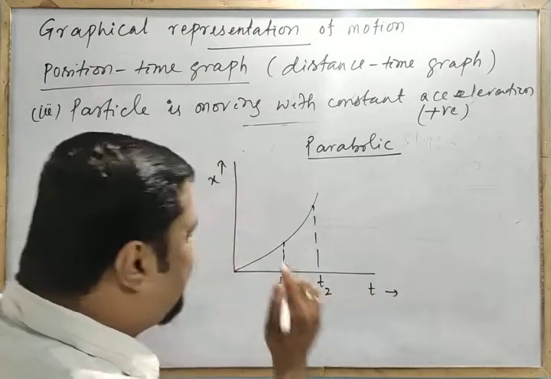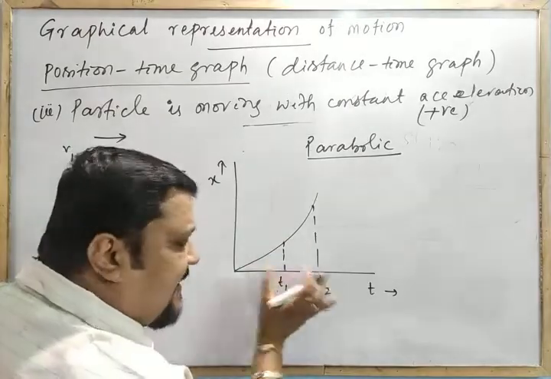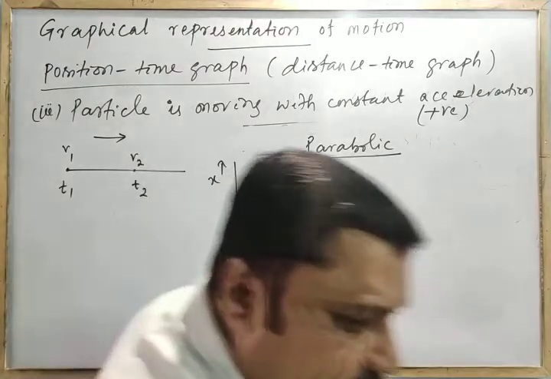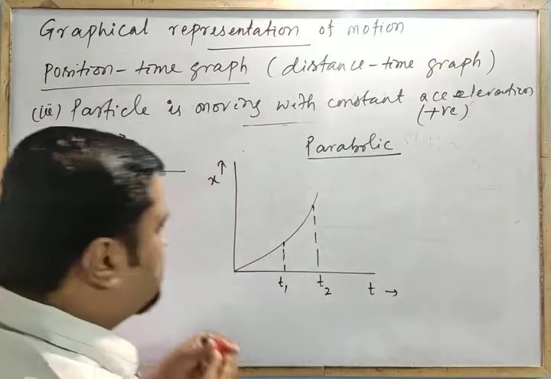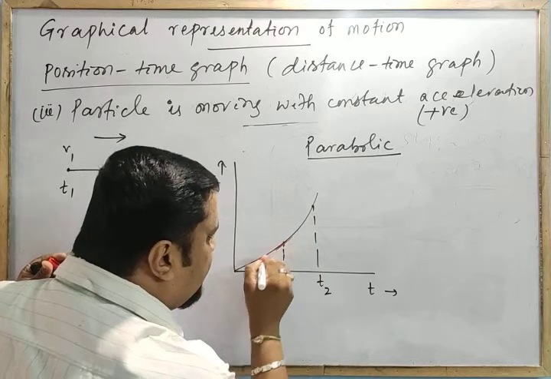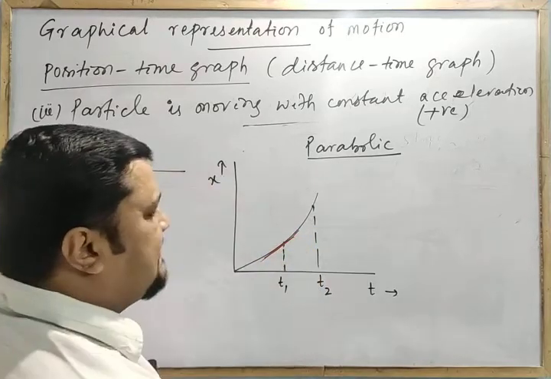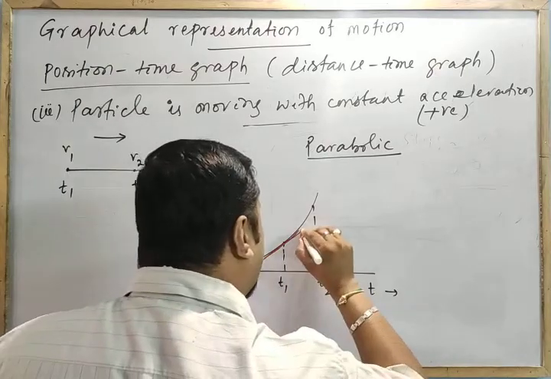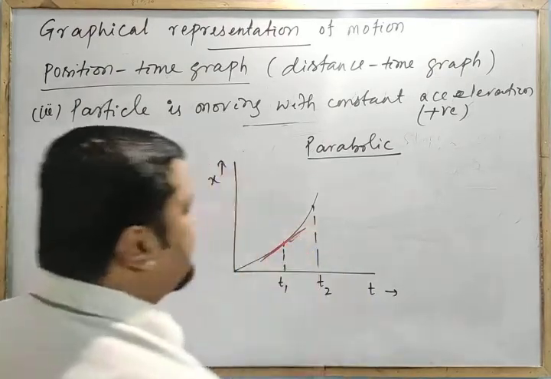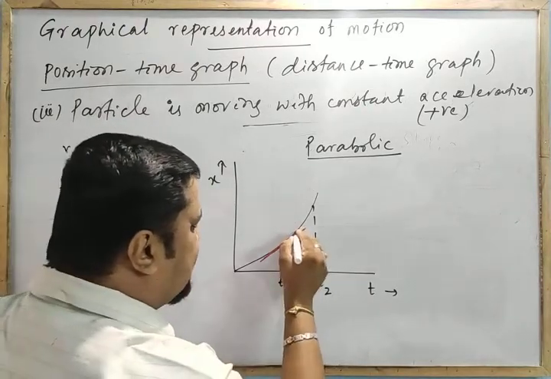Remember, when we are finding at an instant, at this particular instant, I am not finding an interval. So at this point, draw a line like this. That is the tangent to the line. Very close. This is the tangent to the curve, to the parabolic line. This is the tangent. Clear? Obviously, this is the graph and this is the tangent.